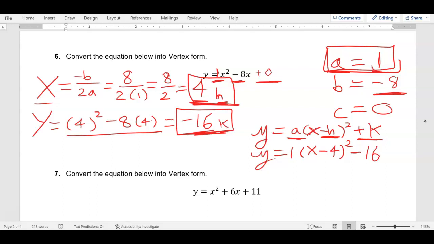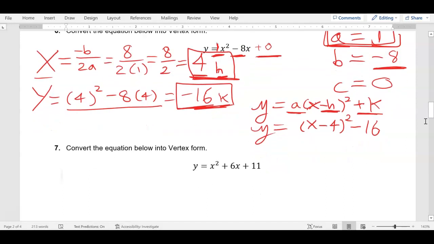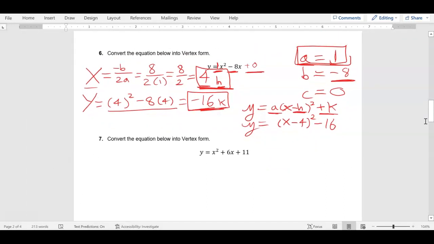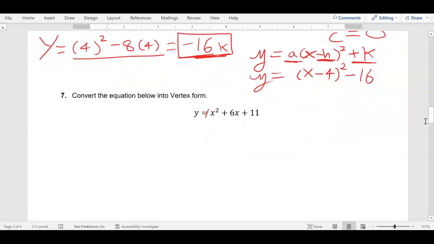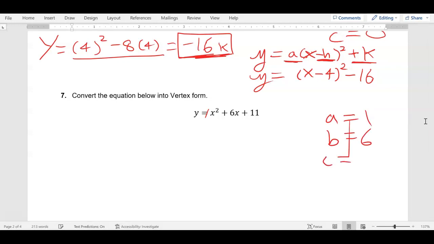Usually you don't see that one there. Cool. Same thing on number 7. Okay, now if there's no number here, there's a 1. See if I can get this to not glitch on me. A is 1, B is 6, C is 11.